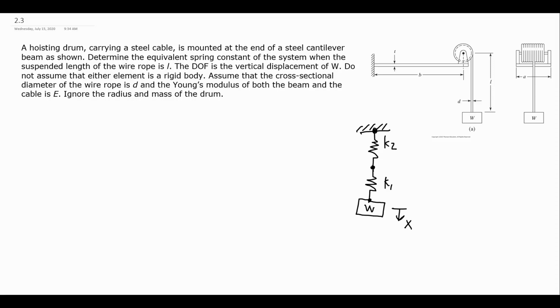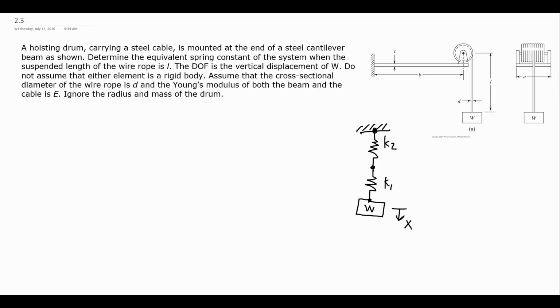And the way we want to think of, are they going to be in series or parallel or something else, we can think about their independence of motion. So if I hold the hoist steady and don't allow it to move up and down vertically, can I still move the weight? In this case, yes, I can pull the weight up or down because it's still connected to the cable. The cable is allowed to stretch even if the beam it's connected to cannot.